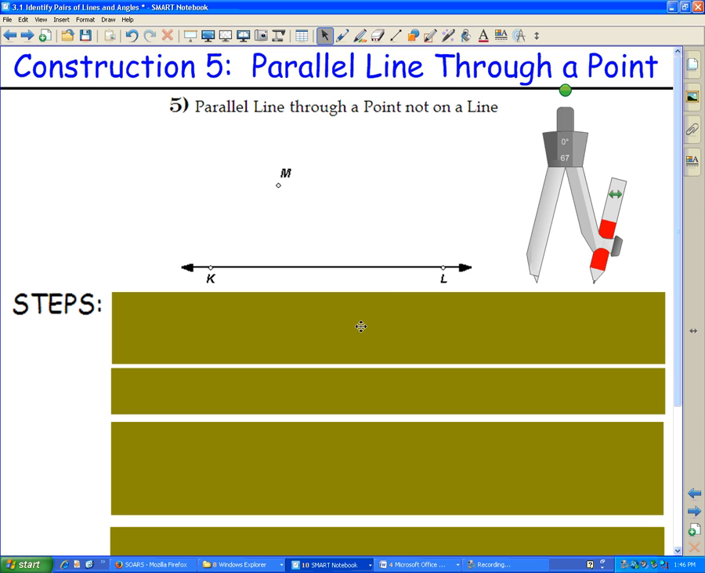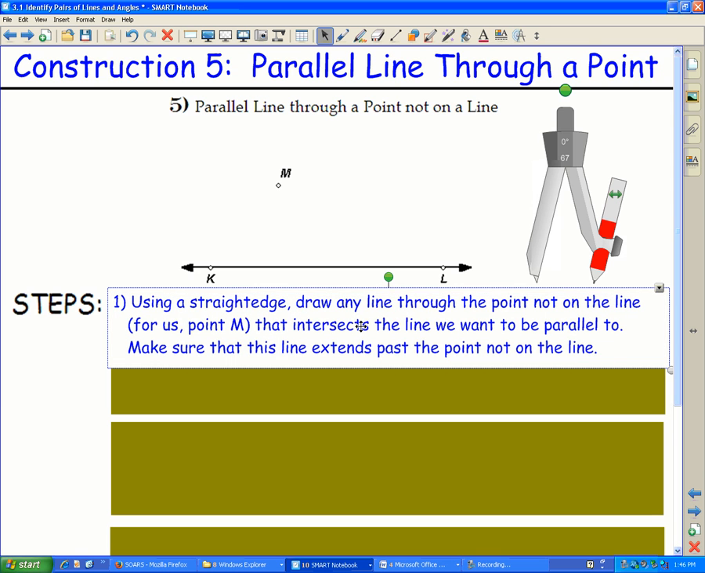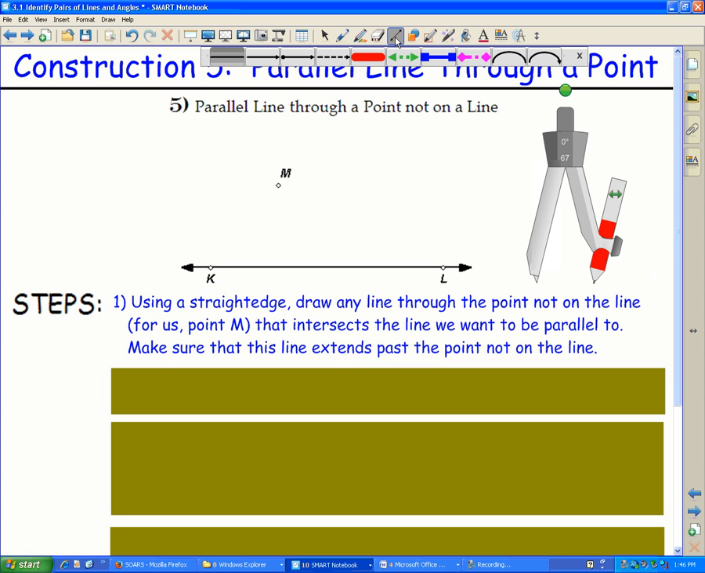The first thing we're going to do is use our straight edge, and we're going to draw any line through the point that's not on the line, so that's point M, that intersects the line that we want to be parallel to. Make sure that this line extends past the point not on the line, because later in this construction we're going to need additional room.